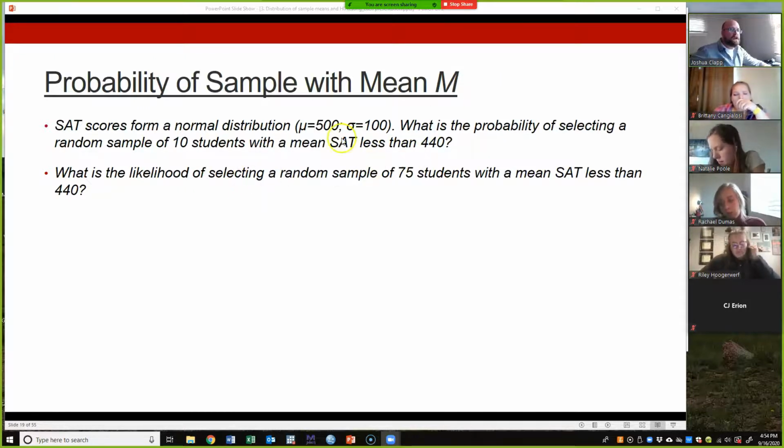So which of these, based on what we know about standard error? We basically have the same question, except in this situation we've got a sample of 10, and here we've got a sample of 75. Which are we more likely to draw a sample with quite a low score from, the sample of 10 or the sample of 75?